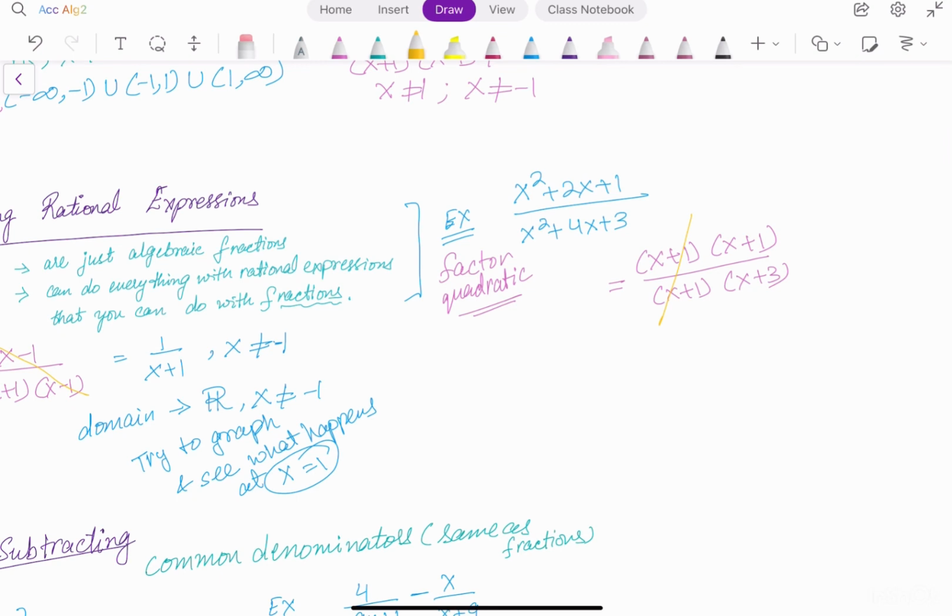Again, give it a thought. What will happen at x equal to negative 1? Graph it again. Will it create a hole? Will it be an asymptote? At x cannot be equal to negative 1, but why? What is going on in there?